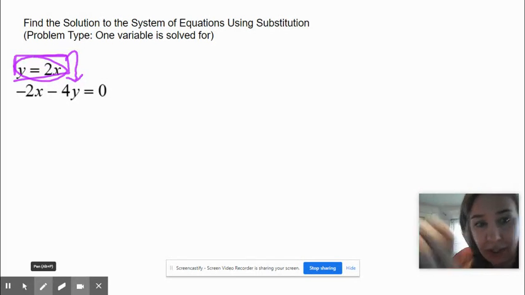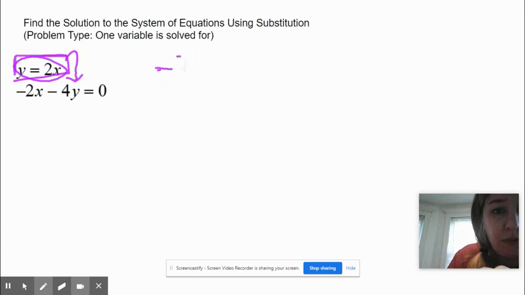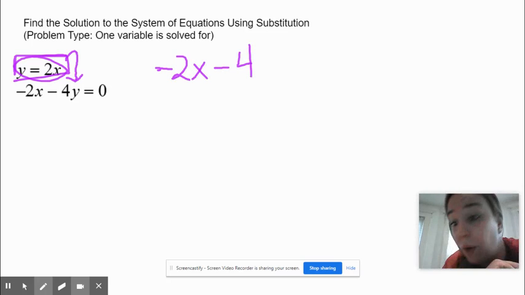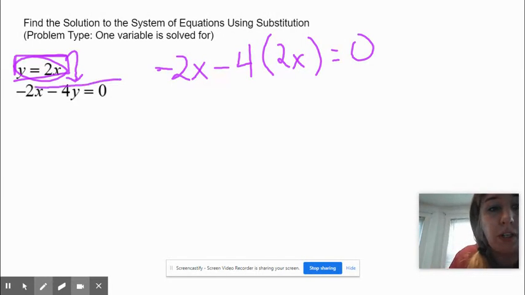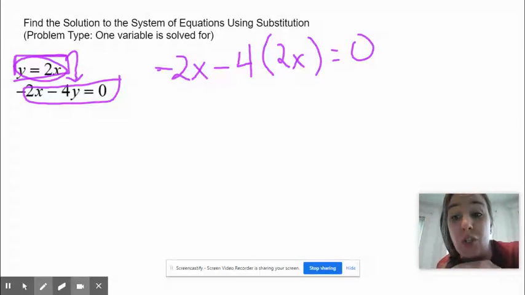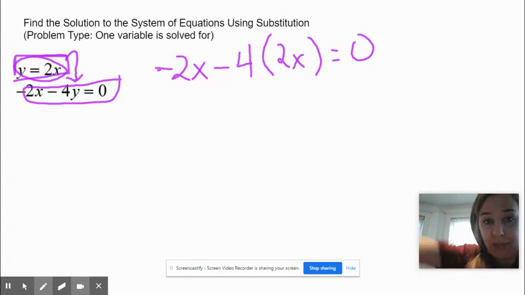once my pen starts working. Oh, come on. There you go. So negative 2x minus 4. And then instead of writing y, I'm going to write what y is actually equal to, which is 2x. And that equals 0. So I just rewrote this equation here, but instead of writing y, I substituted what y is equal to. So now I have this one equation with one unknown, which is x.